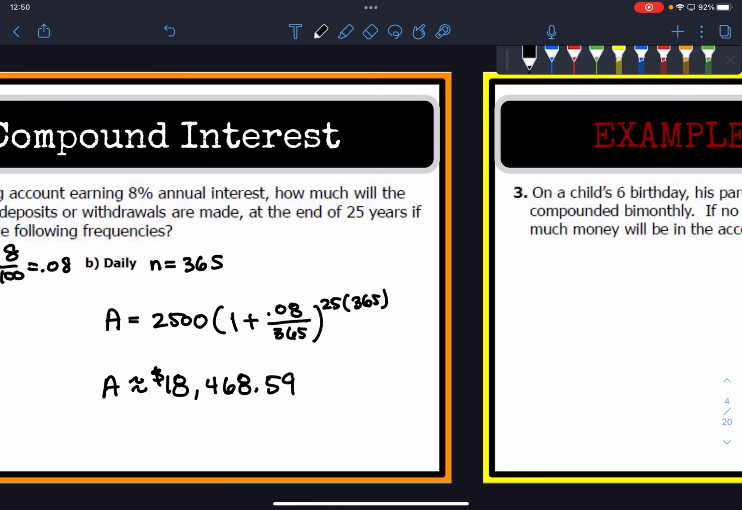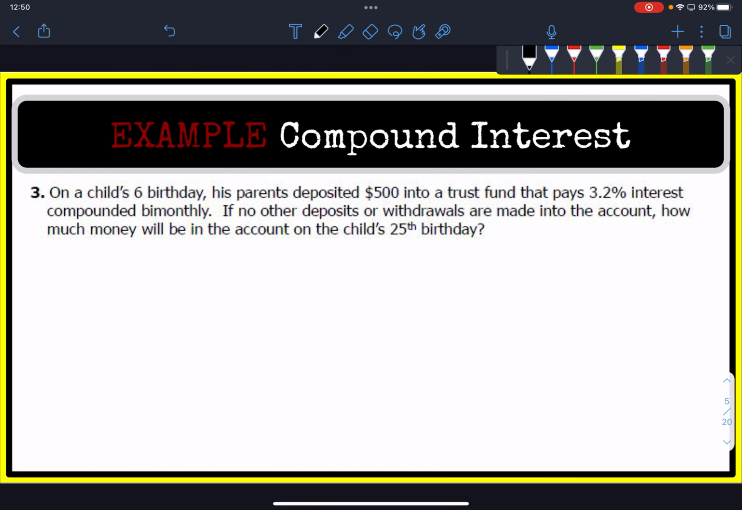Now let's look at some other examples. Let's say that on a child's 6th birthday, his parents deposited $500 into a trust fund that pays 3.2% interest compounded bi-monthly. If no other deposits or withdrawals are made from this account, how much money will be in the account on the child's 25th birthday? From 6 years old to the 25th birthday, the number of years that have passed is going to be 19. So 19 years have passed.